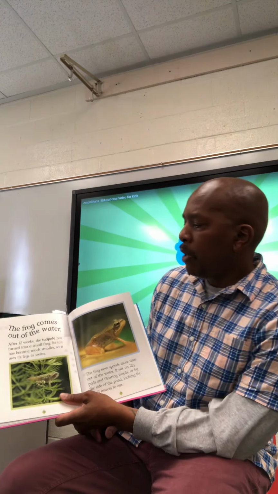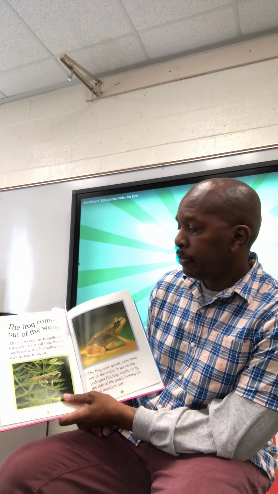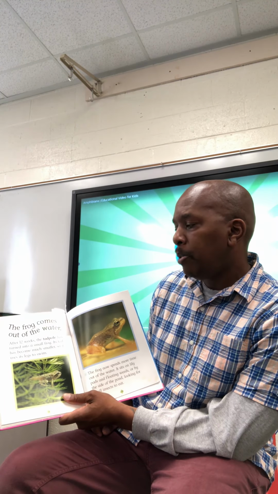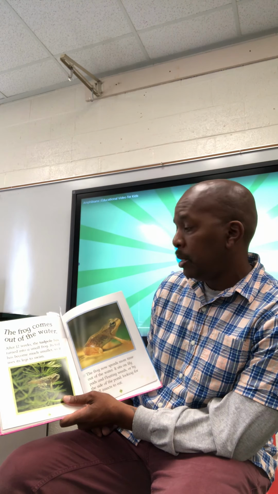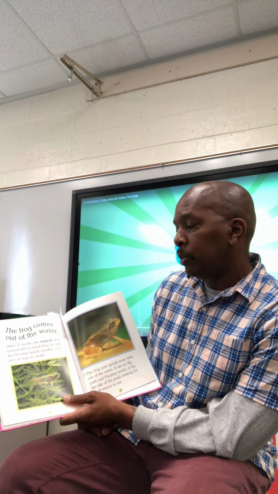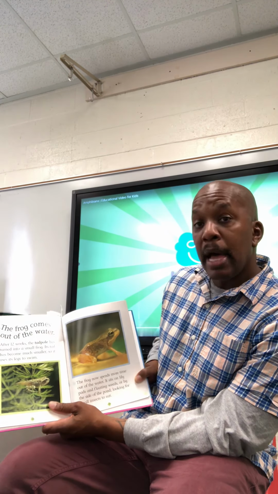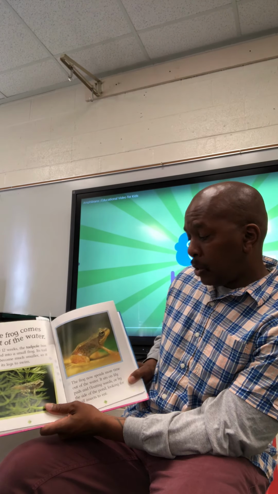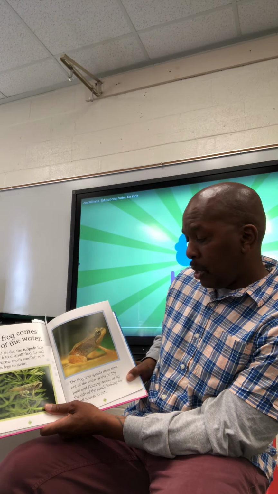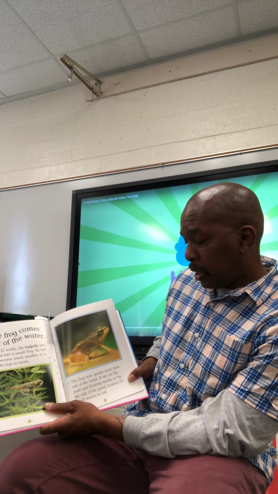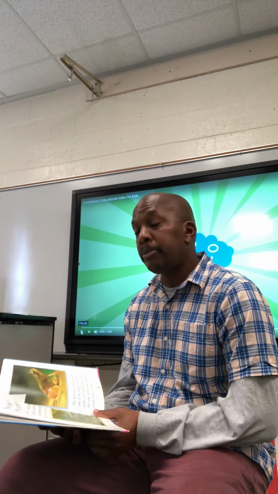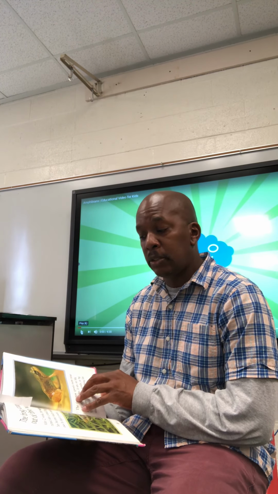Okay. All right. The frog comes out of the water. After 12 weeks, the tadpole has turned into a small frog. Its tail has become much smaller, so it uses its legs to swim. The frog now spends more time out of the water. It sits on lily pads and floating weeds or by the side of the pond looking for small insects to eat. So, I heard me some more claps there too. So we're really paying attention to words such as tadpole and frog.